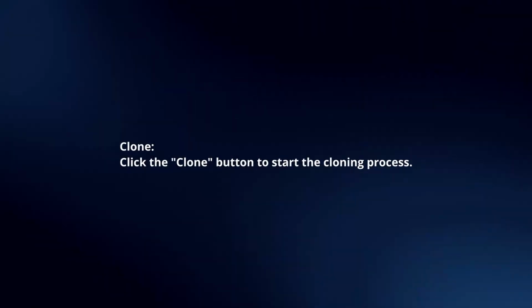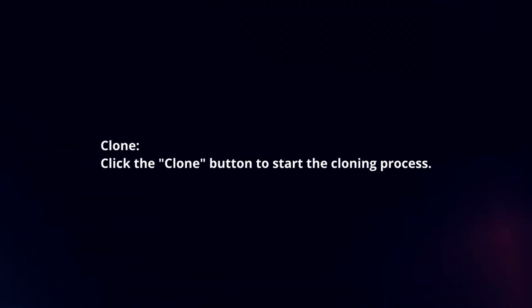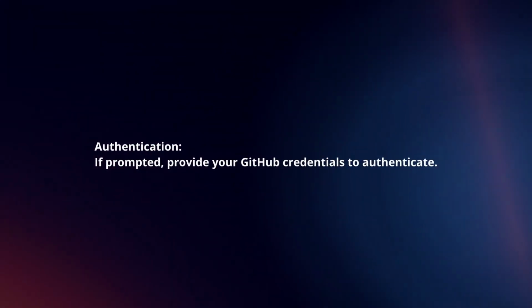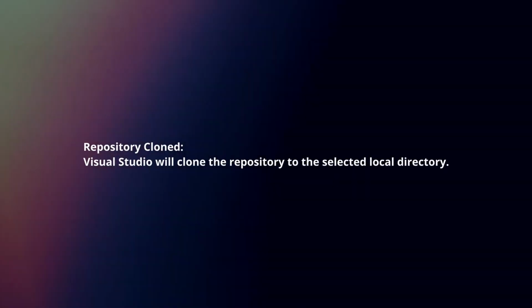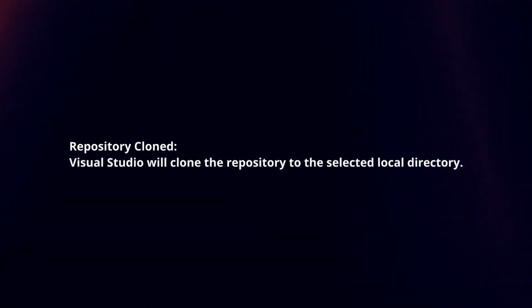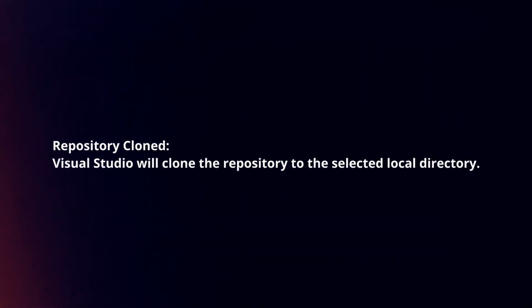Clone. Click the clone button to start the cloning process. Authentication. If prompted, provide your GitHub credentials to authenticate. Repository cloned. Visual Studio will clone the repository to the selected local directory.